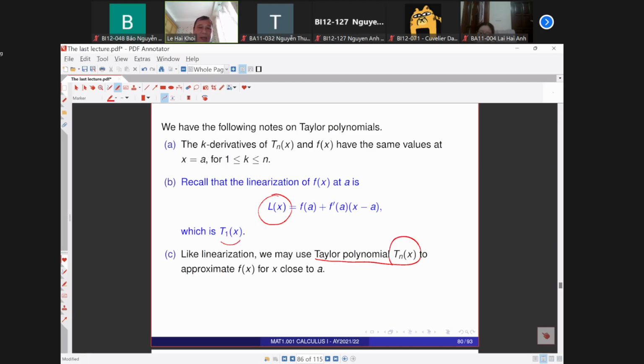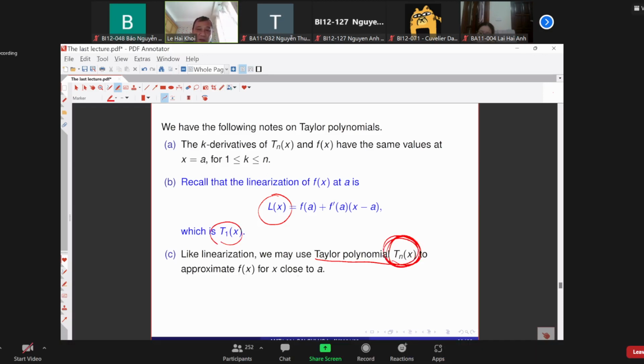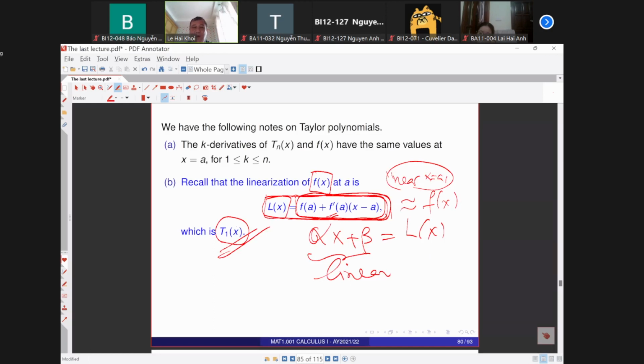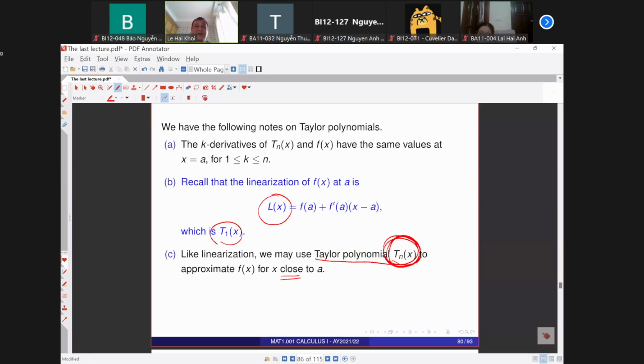Okay? So, then we may use, because we use this for approximation, then we may also use not only T1 but also Tn to approximate f(x) for x very close to a, right? Here we talk about T1, but we can also use Tn. That's the thing. And this is the most difficult point in this lecture.